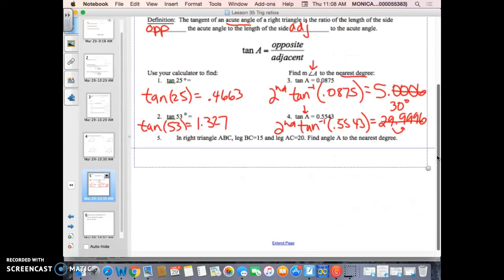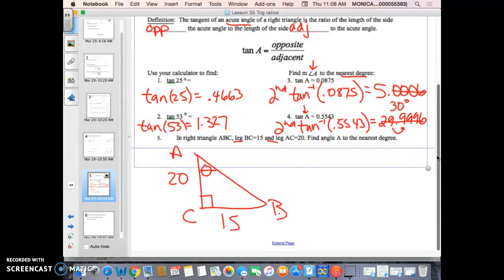For this last problem, I'm going to draw a picture, ABC, to help me with my ratio. There's my right angle. Now, if BC and AC are both legs, I know that C has to be in the middle here, because these are both legs. If it said it was a hypotenuse, then my C would be over here. So BC, I'll just say is 15, and AC is 20. Okay? And I want to find angle A. So this right here is angle A.